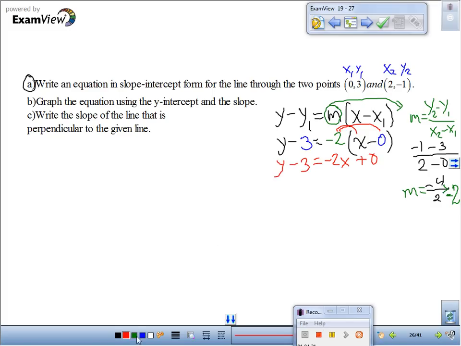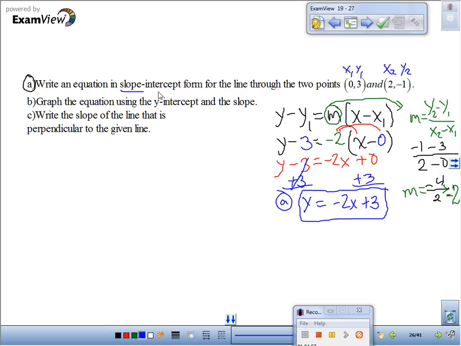So now, what's left? Is y by itself already? No. What's next to it? The minus 3, so I need to add 3. So this is y equals negative 2x plus 3. Part A is done. This is part A. It says, write an equation in slope-intercept form. Let's see. Is the slope first? Yes. Is the y-intercept at the end? Yes. This is slope-intercept form.